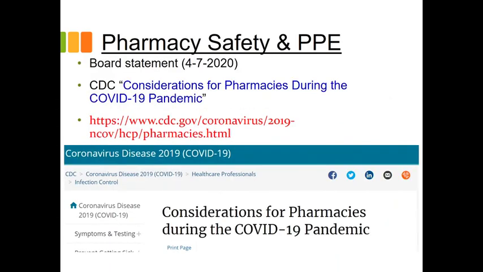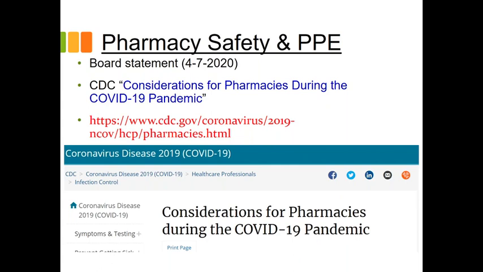We've received questions about pharmacy safety and staff wearing PPE. We've received inquiries from absolutely everywhere, from patients visiting the pharmacy, from pharmacy staff who are uncomfortable working without PPE, from pharmacy permit holders. The board issued a statement on this on April 7th, 2020, basically recommending best practices and also adopting and/or recommending the CDC's considerations for pharmacies during the COVID-19 pandemic.